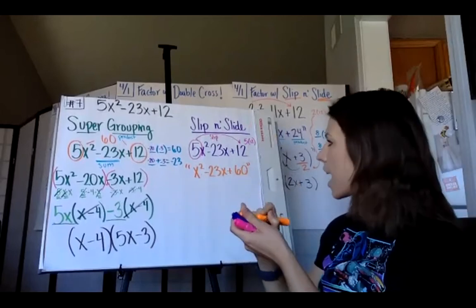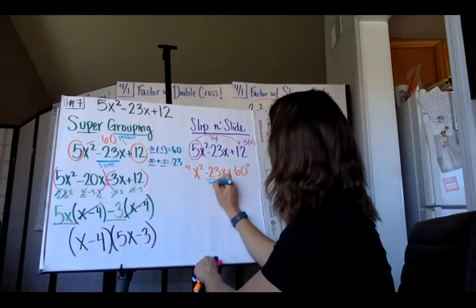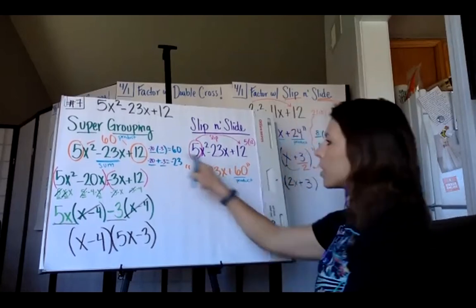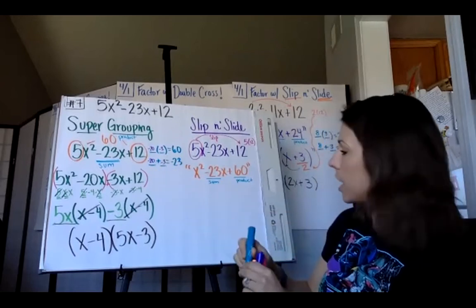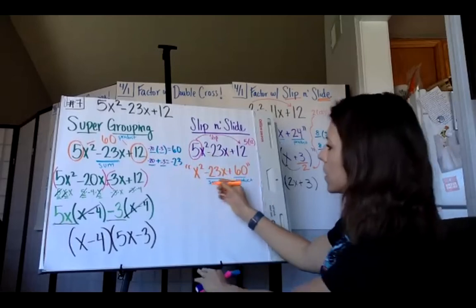What two numbers have a sum of negative 23 and a product of 60? Fortunately, we already played that game over here, and we know that those two numbers are negative 20 and negative 3. So from there, we're going to factor this out using P's and Q's.